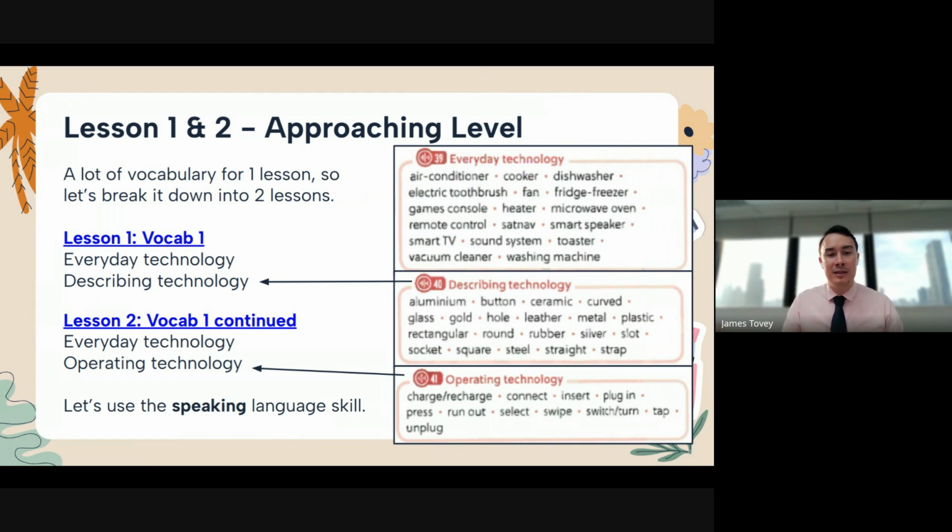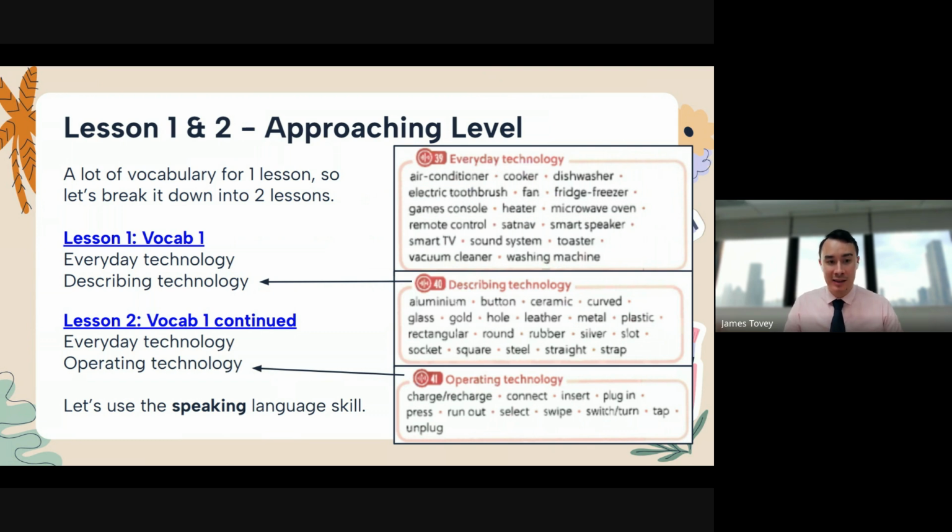So depending on the situation, your students may or may not know. But because it's quite a lot, because you feel like your students are approaching level, what you might want to do is divide this up into 2 lessons instead of doing it all in one. So we'll do either half the everyday vocabulary, everyday technology in the first lesson, and the other half in here, or you could do all of it in one, and then just repeat all of it in lesson 2, right? And then we'll just put the describing technology into lesson 1, and operating technology into lesson 2, right?